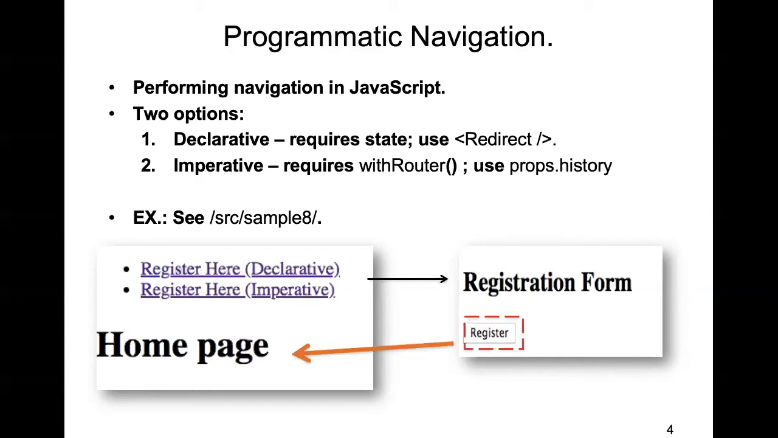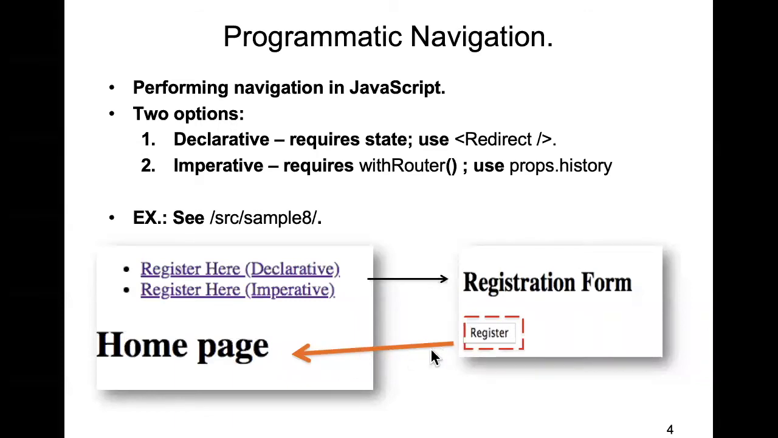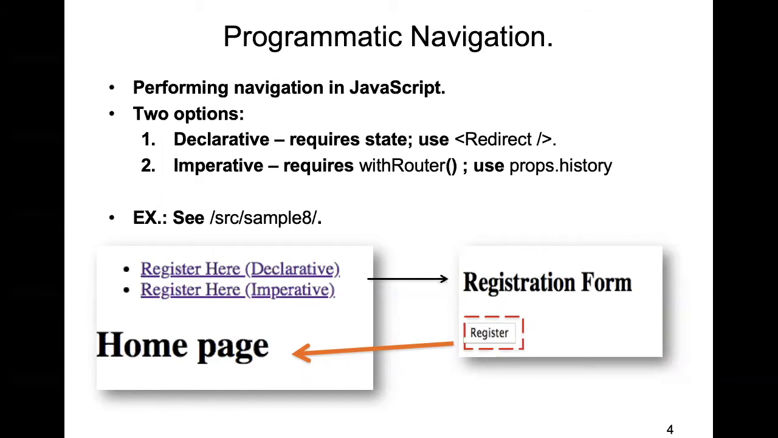So it does this. Now the last arrow there, if I'm implementing this website in React, is an example of programmatic navigation. And I've implemented the registration in a declarative way and in an imperative way. So that's why I've got two registration buttons here. So what's new here is how do we achieve that? Let's look at the sample, which is sample 8.